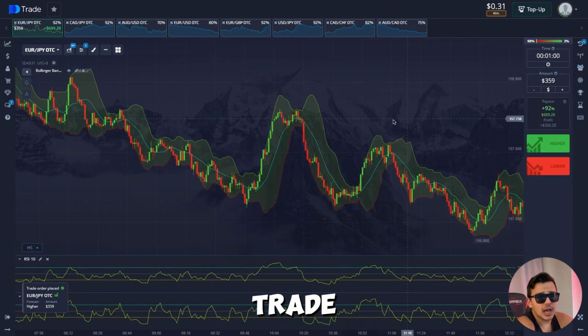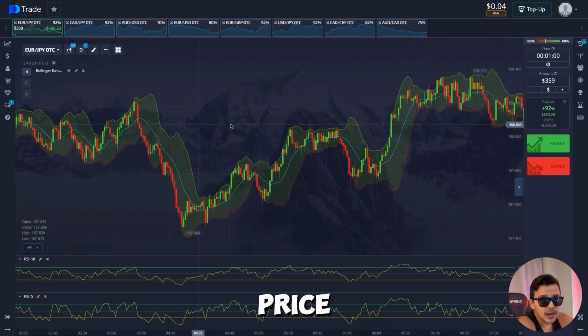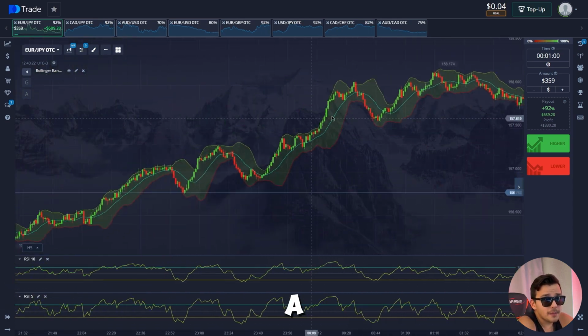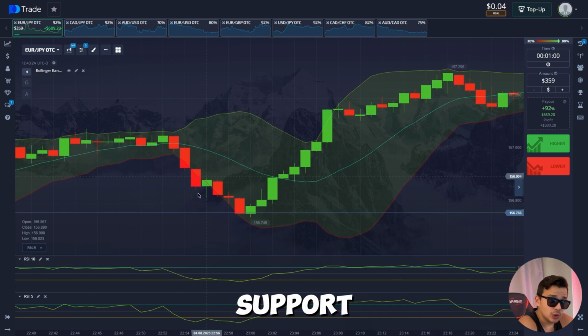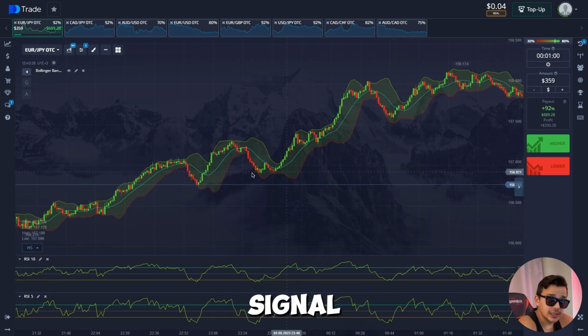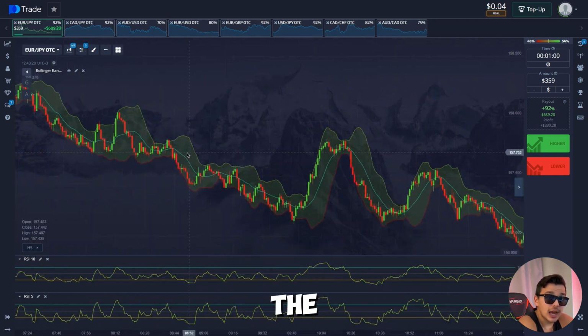Let's open a trade up here. I will wait for the price correction. We have a perfect touch point with the support area. This is a clear signal to open a trade on the upside.